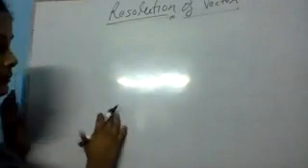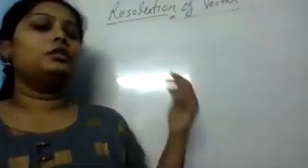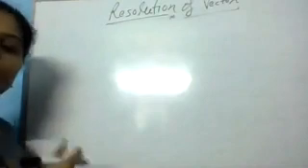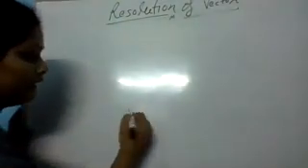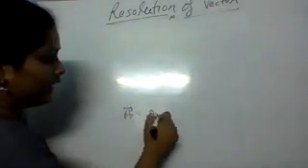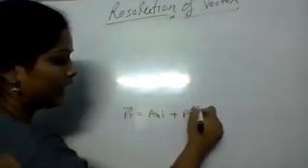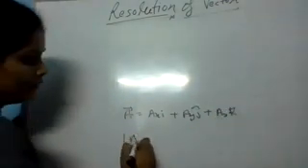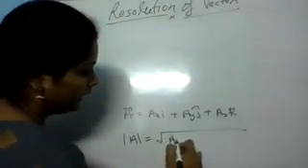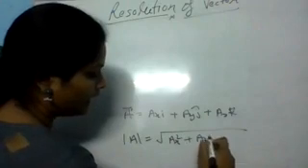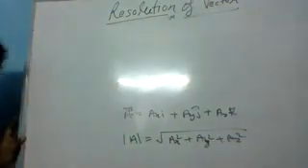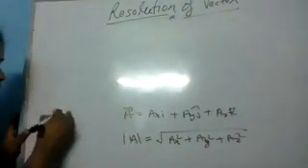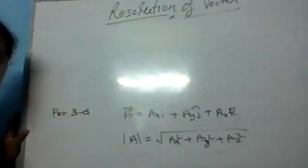Now, in the same pattern, we can do resolution of vector in 3D also. Like here, we are writing AX i cap plus AY j cap. Now in 3 dimension, we will write AX i cap plus AY j cap plus AZ k cap. And for the magnitude, AX square plus AY square plus AZ square. Clear? This is for 3 dimension.